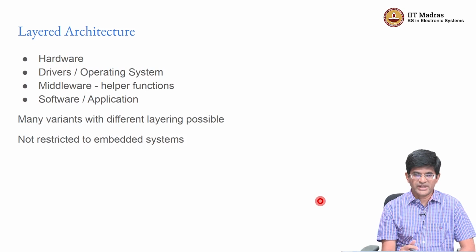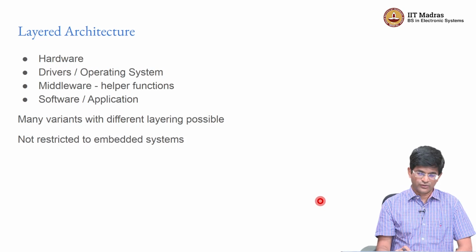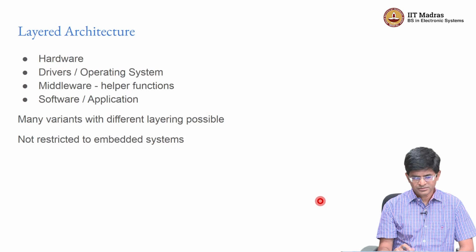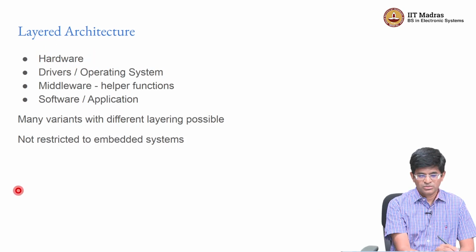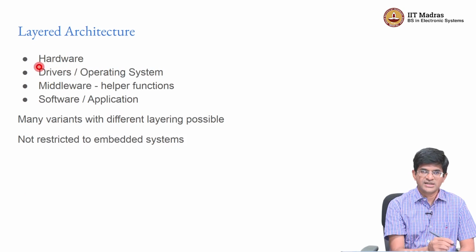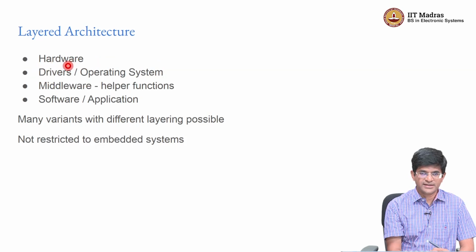And one of the most basic architecture patterns in terms of how a large software system is designed is called the layered architecture. And the idea behind the layered architecture is simple. What it says is you have hardware. Now in order to interact with that hardware, you basically define something called drivers, driver functions, right? And a related notion is something called the operating system.